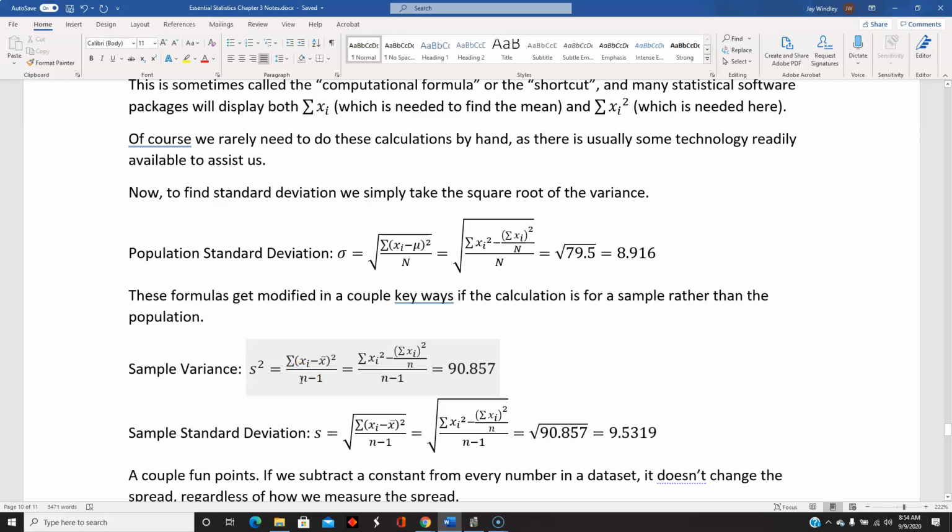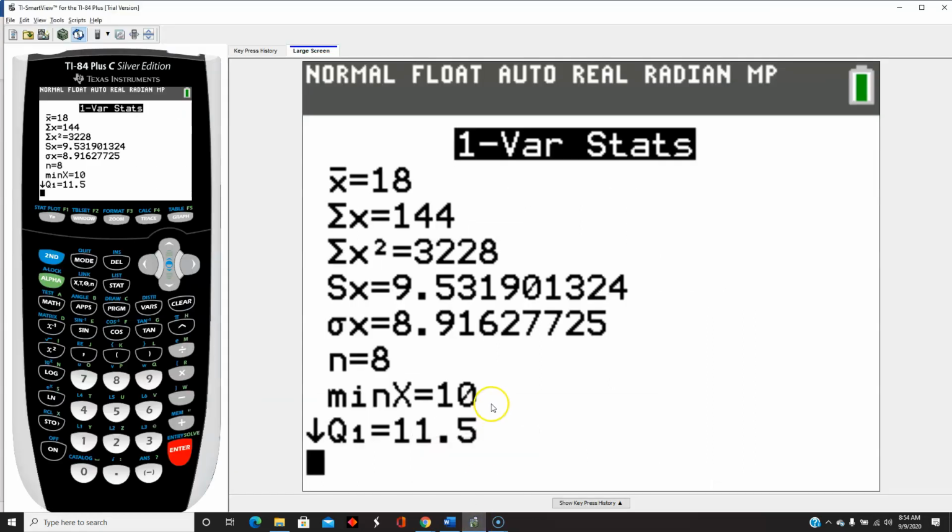And then the weirdest difference is, for some reason, when we do the population standard deviation and variance, we divide by n. When we do the sample standard deviation and variance, we divide by n minus 1. Other than that, the formulas are identical. It's the sum of the x squareds minus the sum of the x's squared. That one is divided by n still, but the whole thing divided by n minus 1. So if I can show you really quickly on the calculator, remember this 144 and 3228.